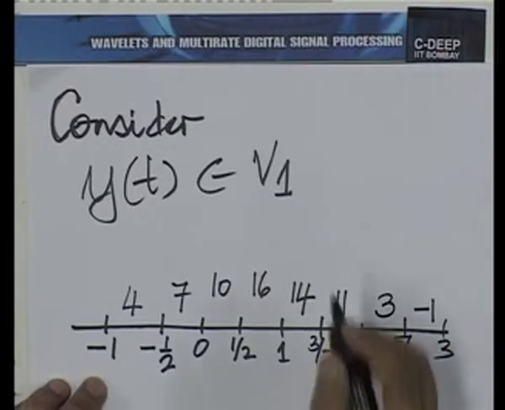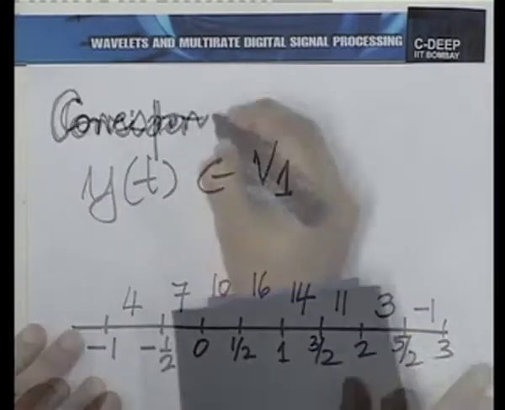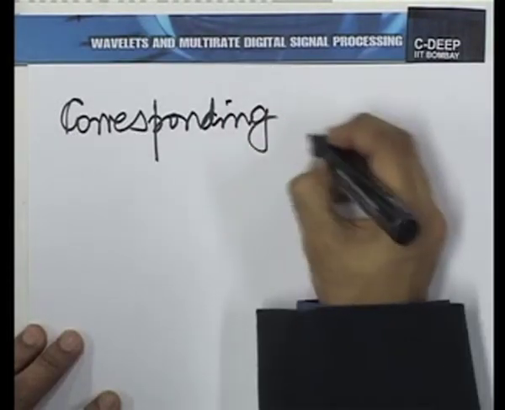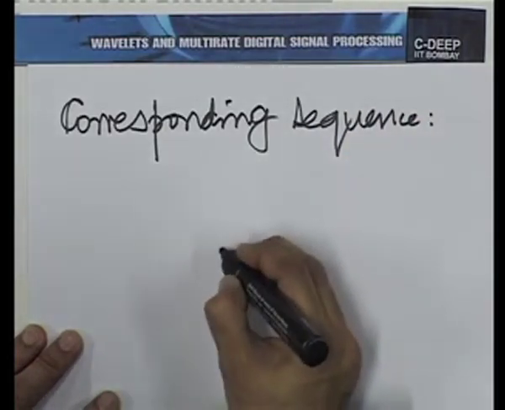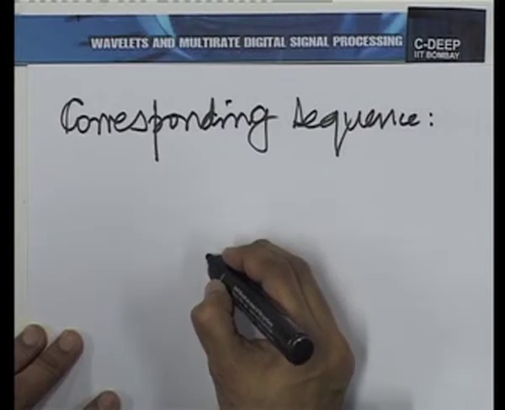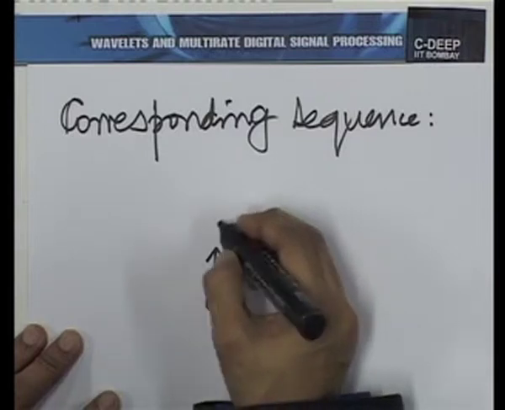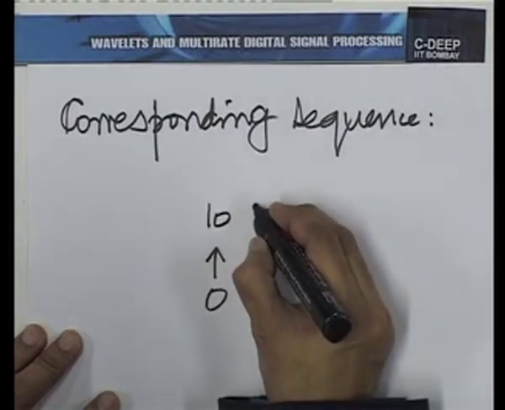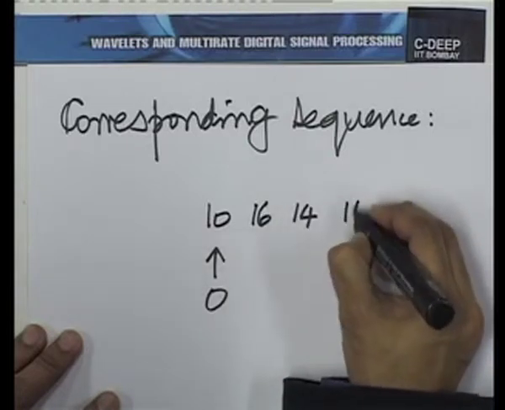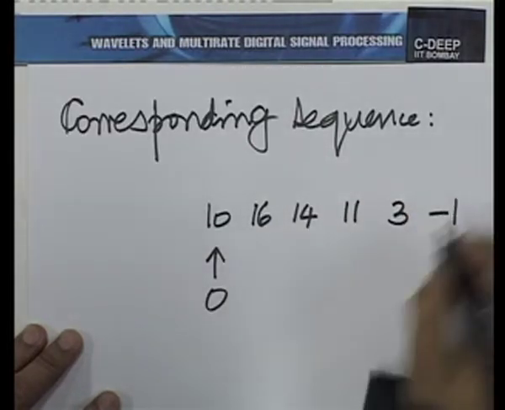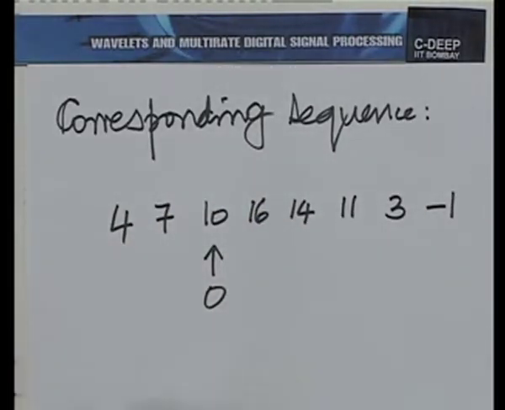So, in fact, we have this sequence here. The corresponding sequence, I will use the notation with the standard marker of 0. So, at 0 I have 10 and then I have in order 16, 14, 11, 3, minus 1, 7 and 4. This is my corresponding sequence.